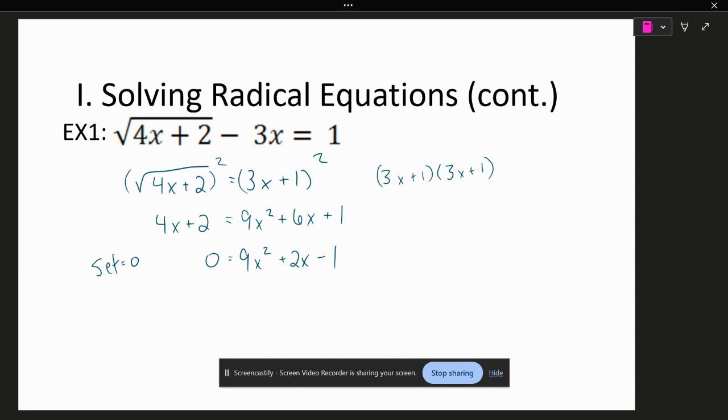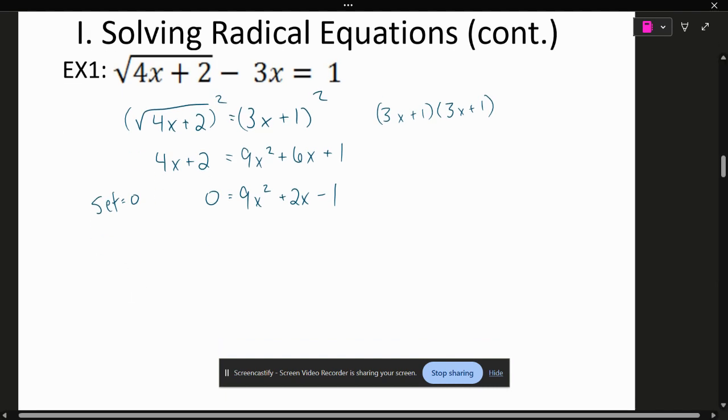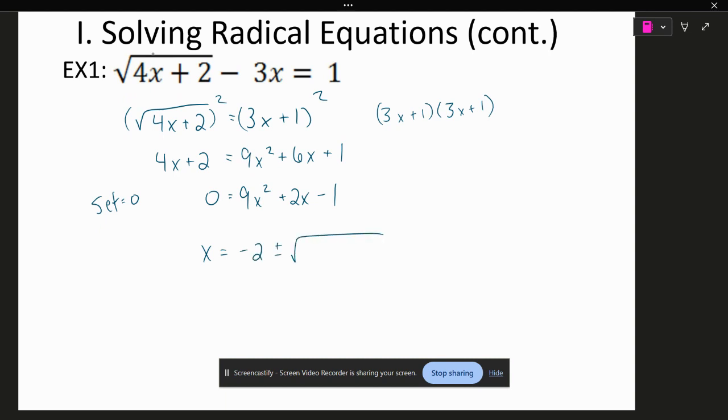In this situation, I can't think of anything that's going to multiply to give me 9 and add in negative 1 and then add somehow to give me 2. I'm just going to go straight into using the quadratic formula to solve. So x is equal to negative 2 plus or minus the square root of 2 squared minus 4 times 9 times negative 1, all over 2 times 9.